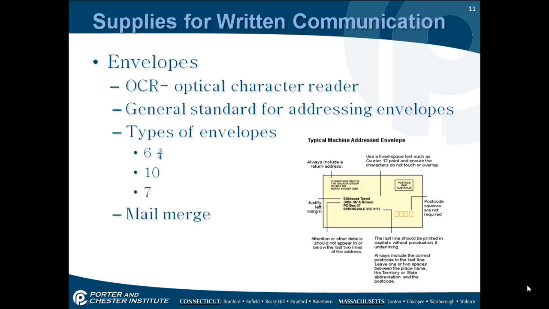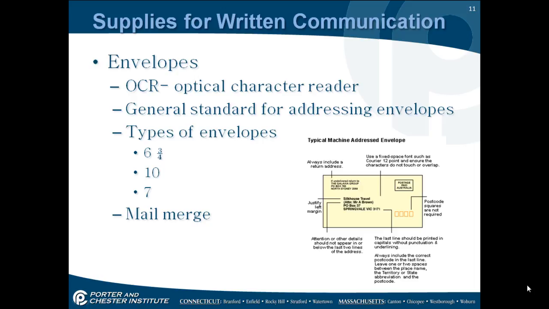Some general standards for addressing an envelope. Eliminate all punctuation in an envelope address with the exception of the hyphen in the zip +4. Leave a minimum of 1 space between the city name and 2-character state abbreviation and the zip +4. The optical character reader can read upper and lowercase lettering. Types of envelopes: 6 3/4, 10-inch, and 7-inch.